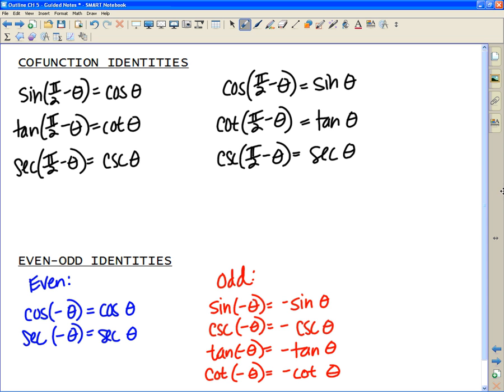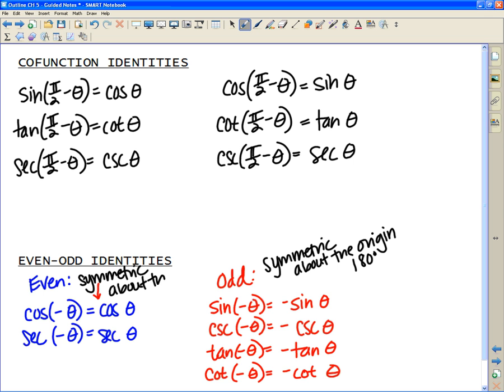Okay, so what you're looking at is when you see cosine of negative theta, you'll replace it with a cosine of theta. There is no sign in front of here. When it's odd, sine, cosecant, tangent, and cotangent, and they show a negative value for an angle, you'll know that the output is also negative. So recall that your odd functions are symmetric about the origin by 180 degrees, and even functions are symmetric about the y-axis. And we have discussed this quite a bit in previous lessons.